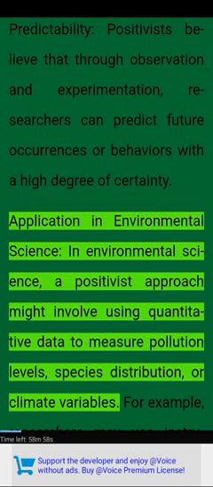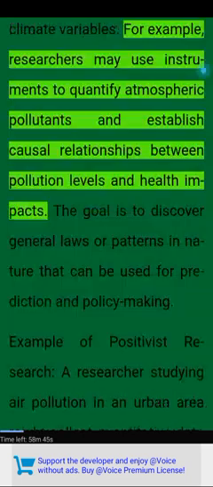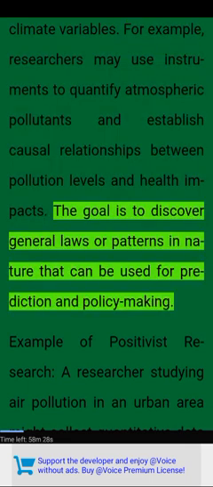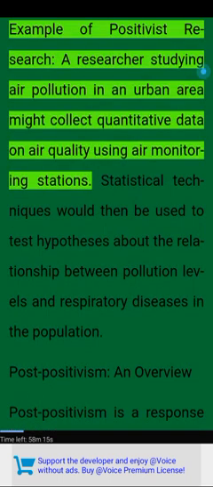In environmental science, a positivist approach might involve using quantitative data to measure pollution levels, species distribution, or climate variables. For example, researchers may use instruments to quantify atmospheric pollutants and establish causal relationships between pollution levels and health impacts. The goal is to discover general laws or patterns in nature that can be used for prediction and policy making.